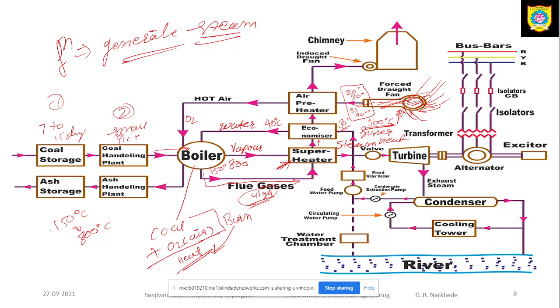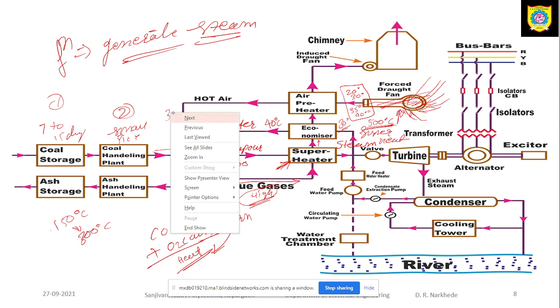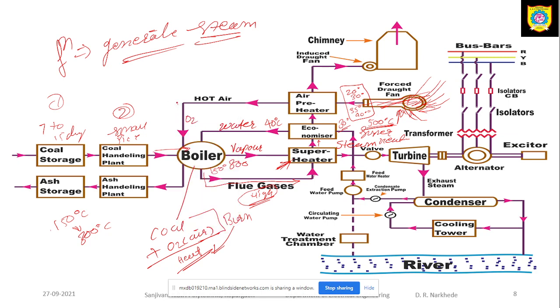So when my air goes through this air preheater, it is surrounded by these flue gases. These gases give up their heat, the heat of these gases is extracted by the air, and the temperature of the air keeps increasing. The air temperature may be 30 to 40 degrees centigrade, depending on your conditions, seasonal variations and all these things. That air is then supplied to the boiler.